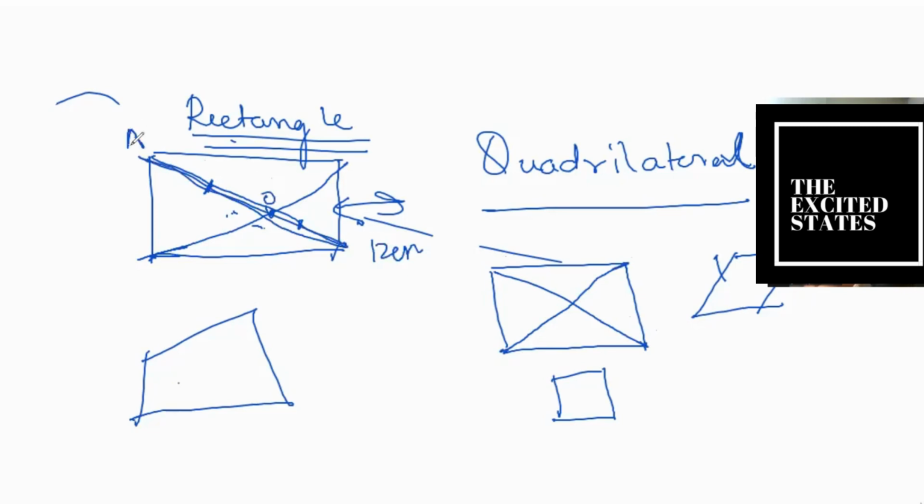So what we can say is AO is equal to OC, that is 6 and 6. Right? So the diagonals of a rectangle bisect each other. Got it?